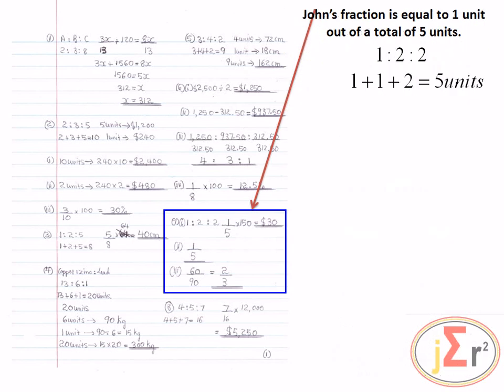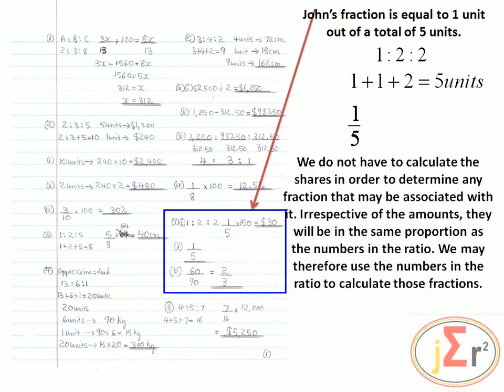Now we are required to go straight ahead and express John's share as a fraction of the total amount. So John's fraction is equivalent to 1 unit out of 5 units. 1 unit for Mr. John out of 5 units. And that is John's fraction. It cannot be any simpler. John's fraction is 1 out of a total of 5. That's easy. We do not have to calculate the shares in order to determine any fraction that may be associated with it.